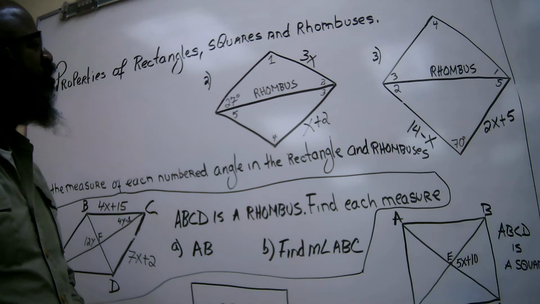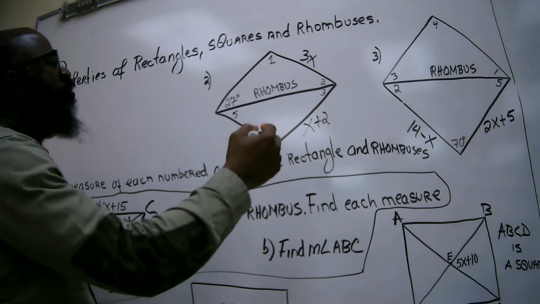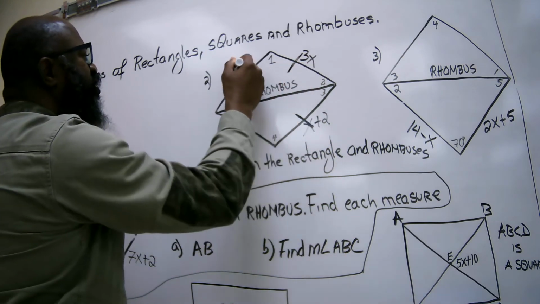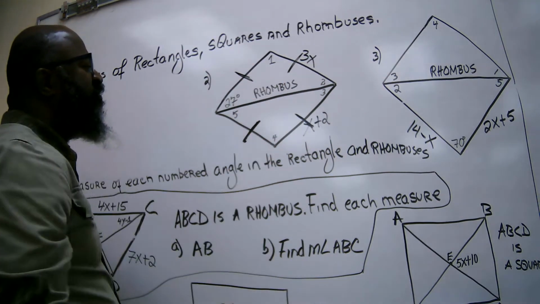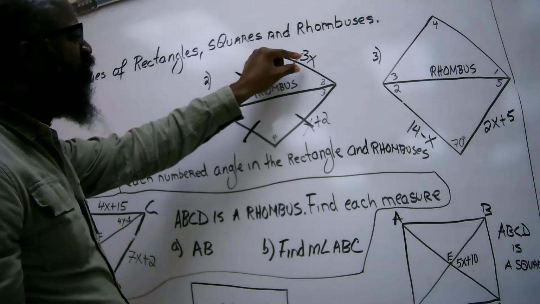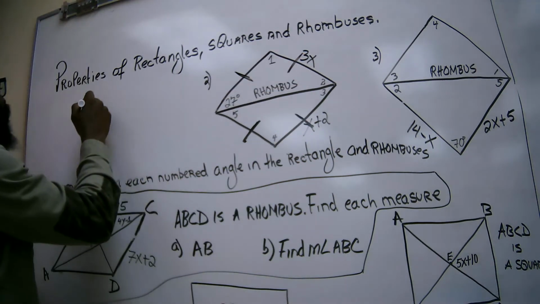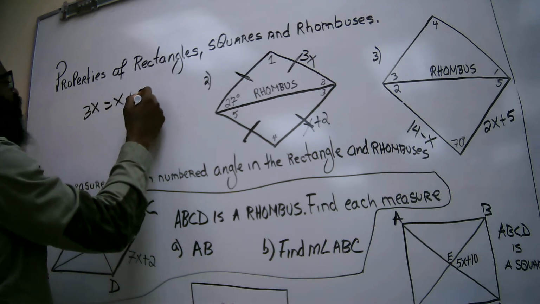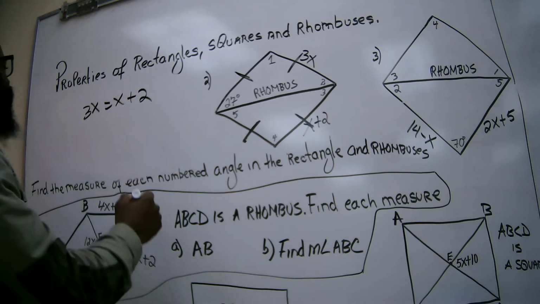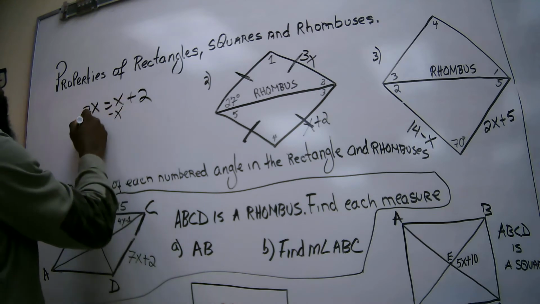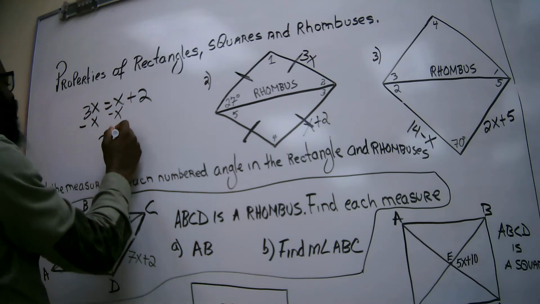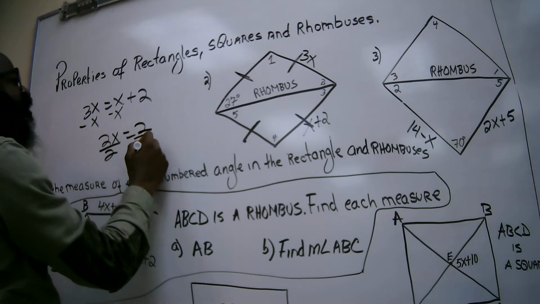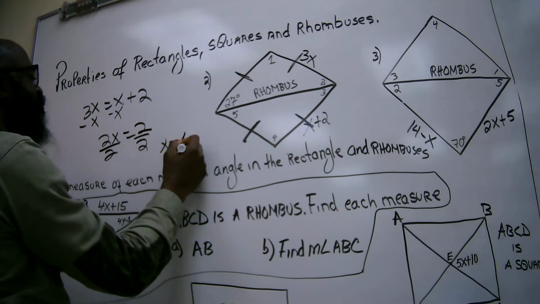So the easiest thing to do is to find x. Since it's a rhombus, all sides are congruent. So we're going to find x. In order to find x, we're going to have 3x is equal to x plus 2. Then we will have to solve for x. So it's only about the properties. It's just a game. So we'll have 2x is equal to 2. Then divide by 2. In this case, x is 1.